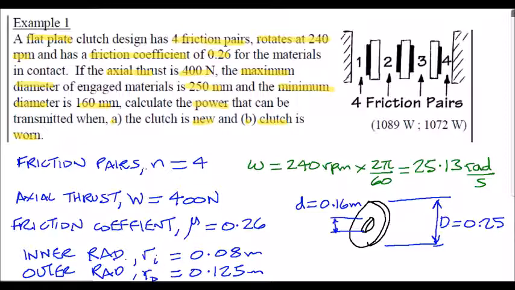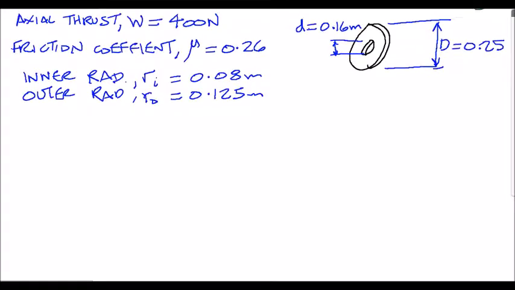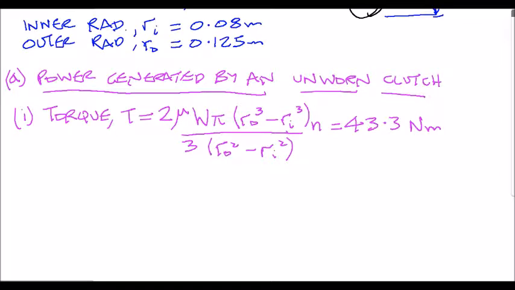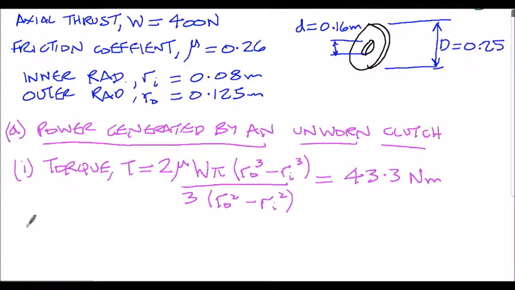So the first thing I want to do is to work out the power that can be transmitted for a new clutch. That's our first configuration. So part A is classified as an unworn clutch. In this case, the pressure is assumed constant. So the first thing we're going to do is work out the torque. So part 1, if you like, find the torque. And of course what we have to do is work out the power. So it's just torque times the angular velocity to find the power.